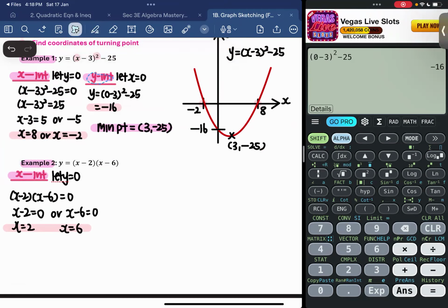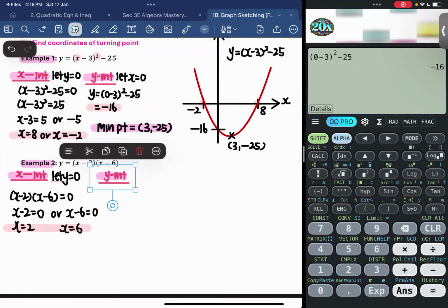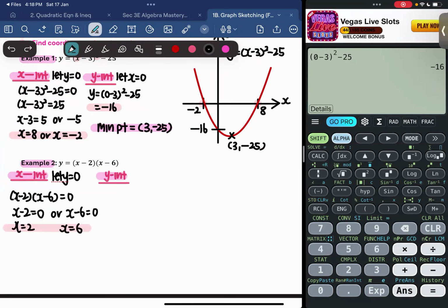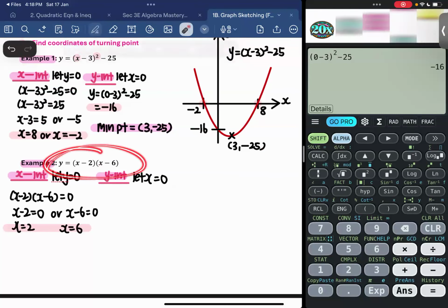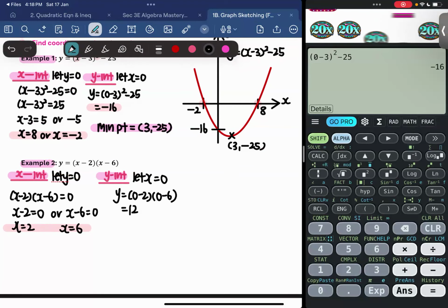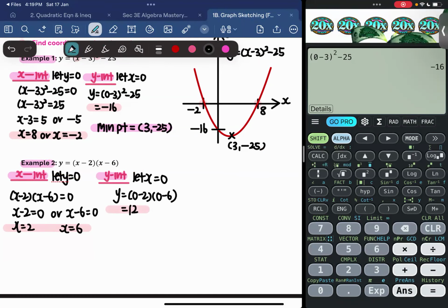Next thing is, as per normal, find your y-intercept. So y-intercept, what are you going to do? You're going to let x equals to 0, just put inside here, okay? So this is y equals to 0 minus 2, 0 minus 6. That's positive 12. So that's my y-intercept, where it cuts the y-axis. So this part is slightly more troublesome. I'm going to do it in bright pink.